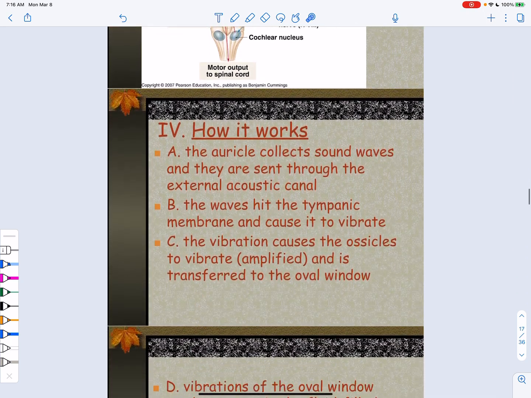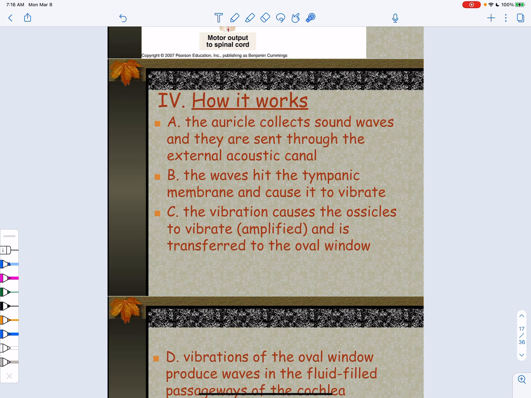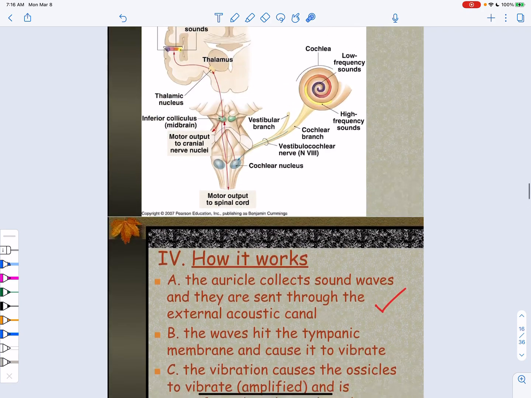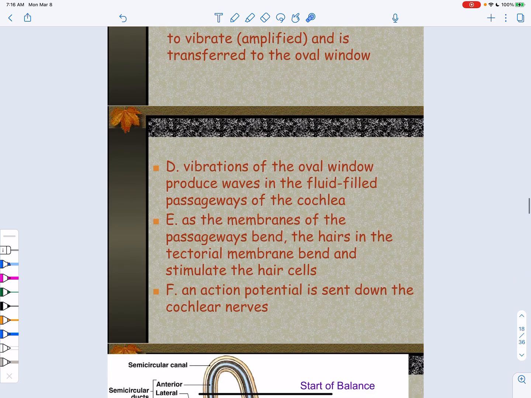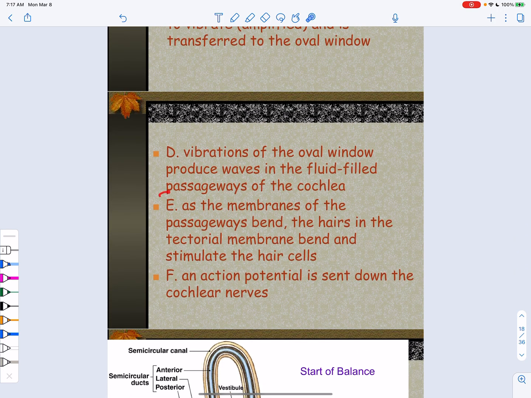All right, so this is how it works. I've already gone over this again, but I'm going to read it to you again. The auricle collects the sound waves. Please remember your auricle is the outside of your ear that has the cartilage and skin, adipose tissue, okay? The waves hit the tympanic membrane, the eardrum, causes it to vibrate. Those vibrations are passed to the ossicles. Those are those little bones in your ear that we talked about. The vibrations are amplified and travel through that oval window, and that oval window is what sends it into the passageway of the cochlea.